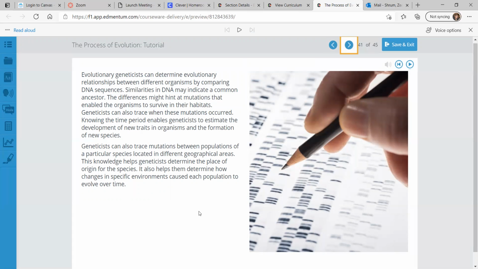Geneticists can also trace mutations between populations of a particular species located in different geographical areas. This knowledge helps geneticists determine the places of origin for the species. It also helps that they can determine how changes in specific environments caused each population to evolve over time.